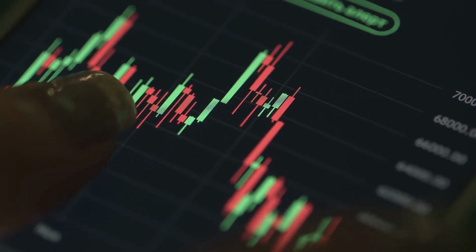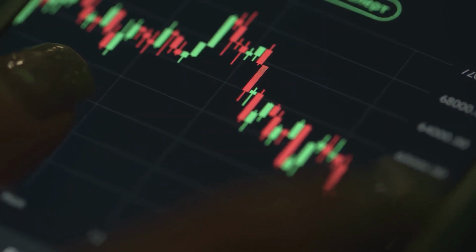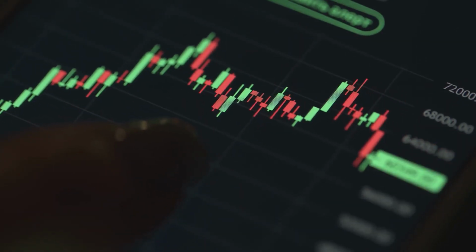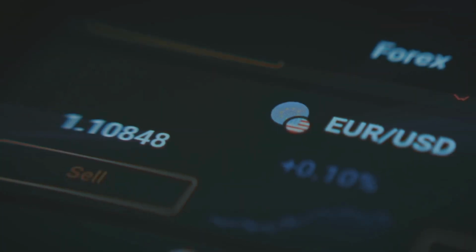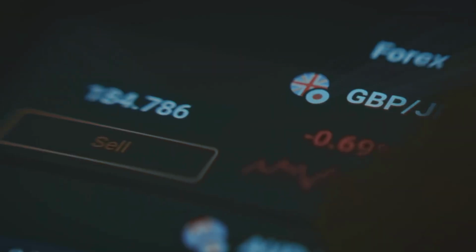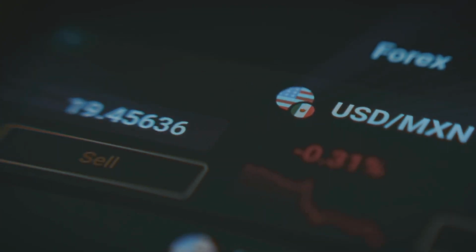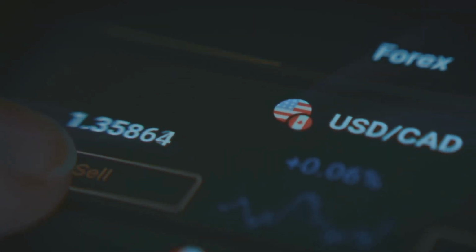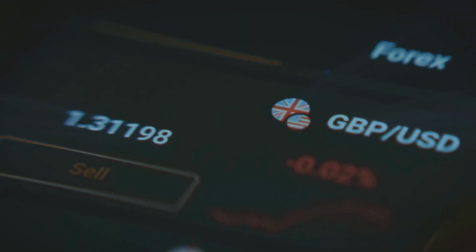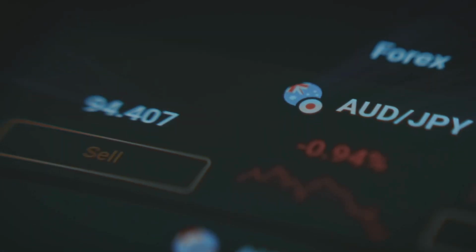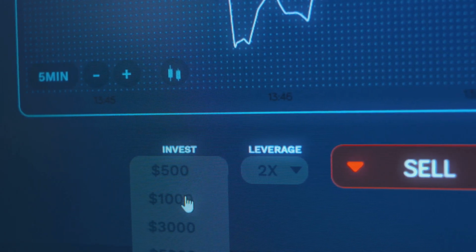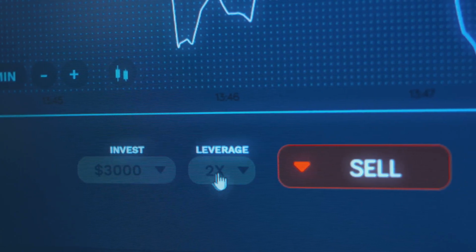Place it just above the highest point of the spike for a sell trade, or just below the lowest point for a buy trade. Finally, you must define your profit targets. A logical first target after a sweep is the liquidity pool on the opposite side of the range. You can also use key support or resistance levels as take-profit points. Always ensure your trade has a positive risk-to-reward ratio.